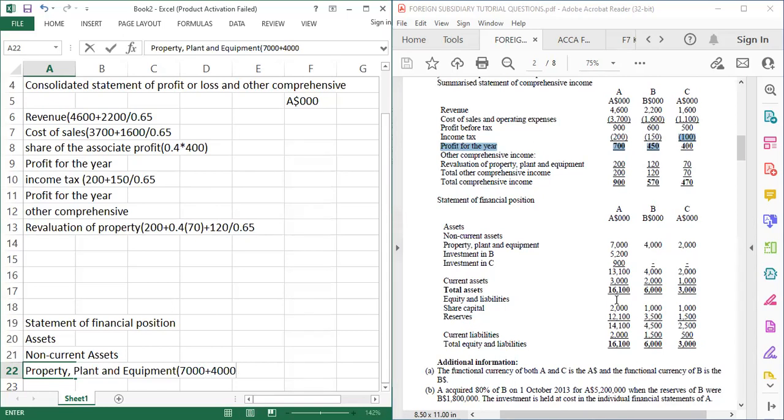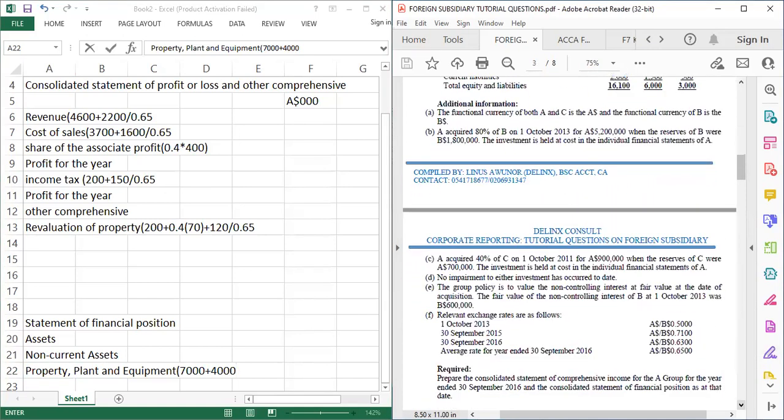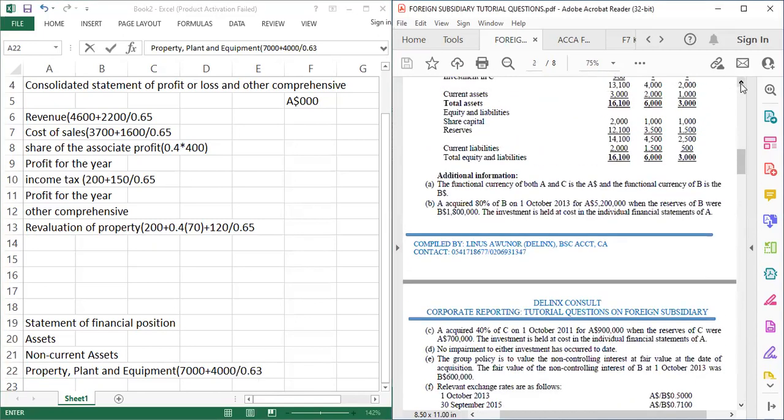Profit and loss items are translated at average rates, but balance sheets are translated at closing rates. So let's go and look for the closing rate. The closing rate is the 30th September, which is the reporting date. That gives us 0.63, so we divide this by 0.63. All right. You can just do this and leave it if you can't do anything else. They are going to mark all of these things one by one.